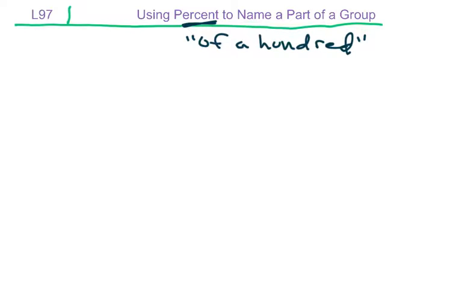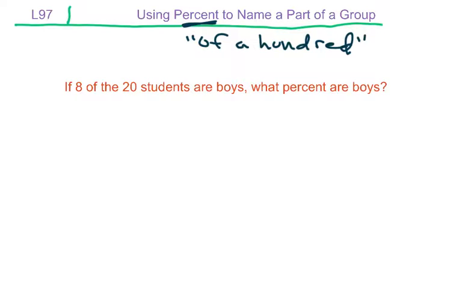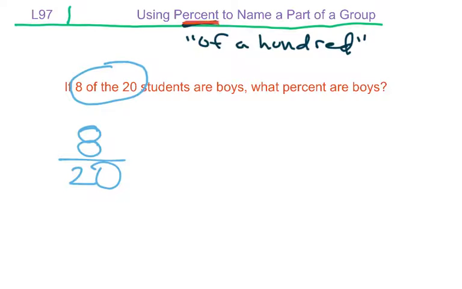Let's dive right in. Let's look at this first problem. Please write it down. It says, if 8 of the 20 students are boys, what percent are boys? So what we're given here is a nice kind of fraction to deal with, this 8 of 20, right? And that could be simply written as 8 of 20 or 8/20ths. Now, what your goal is in this whole percent thing. This is currently of a 20. I don't want it of a 20. I want it of 100.